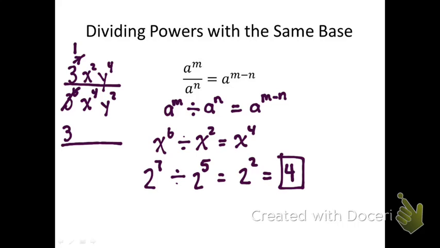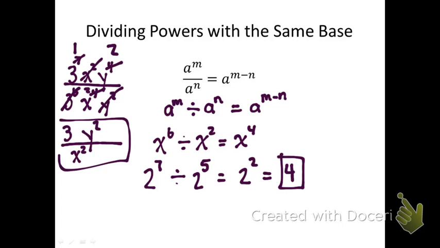Then we have x squared and x to the 4th as our next variable. Cross out x squared, take away 2 from 4, which is x squared. That's in our denominator, so we leave x squared in our denominator. Next variable is y. We have y to the 4th and y squared. Take away y squared since it's smaller. Take 2 away from 4, which is 2. So we have y squared left in the numerator. This would be your final answer right here.